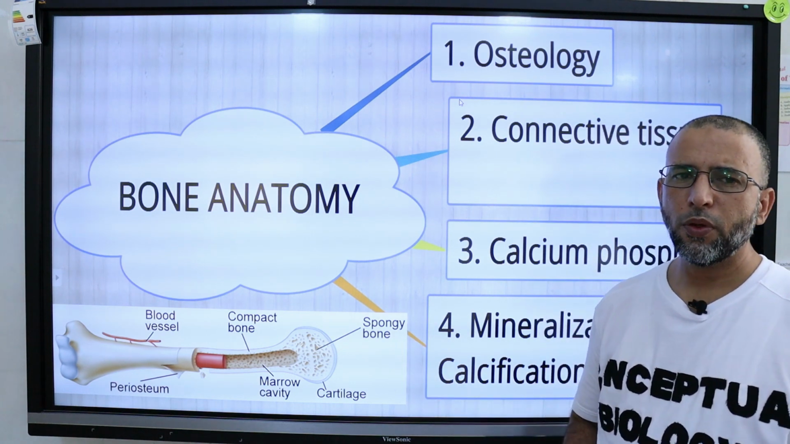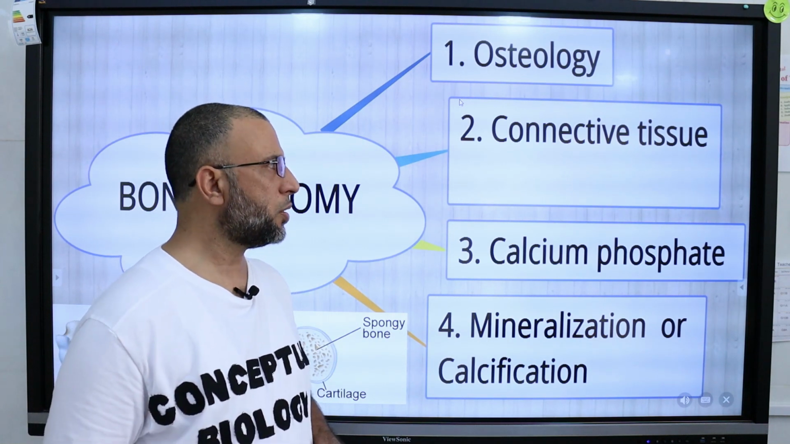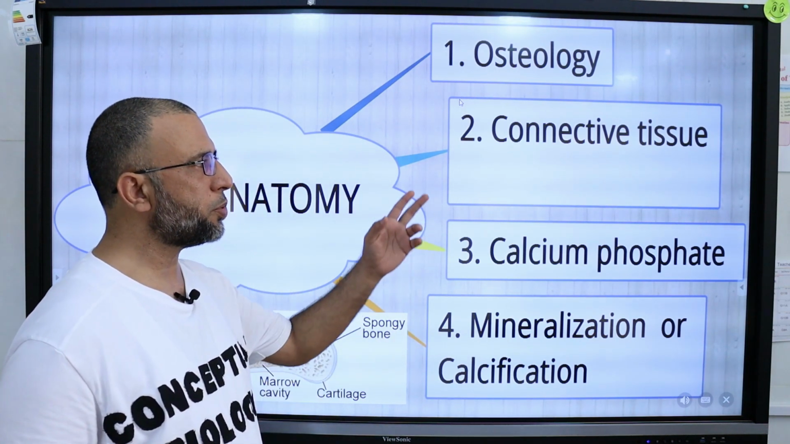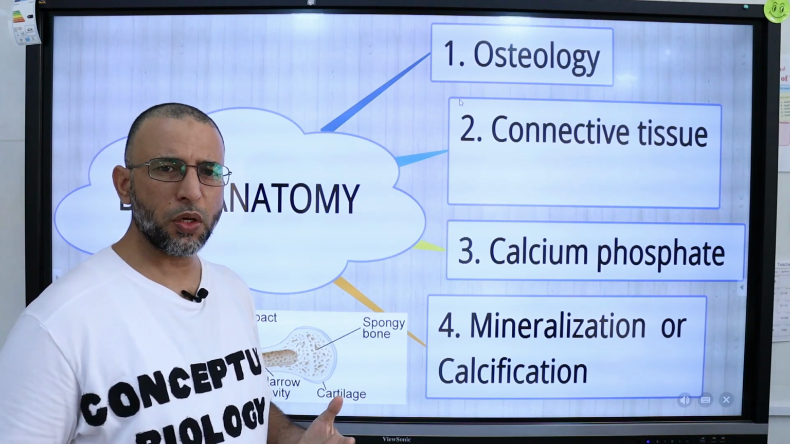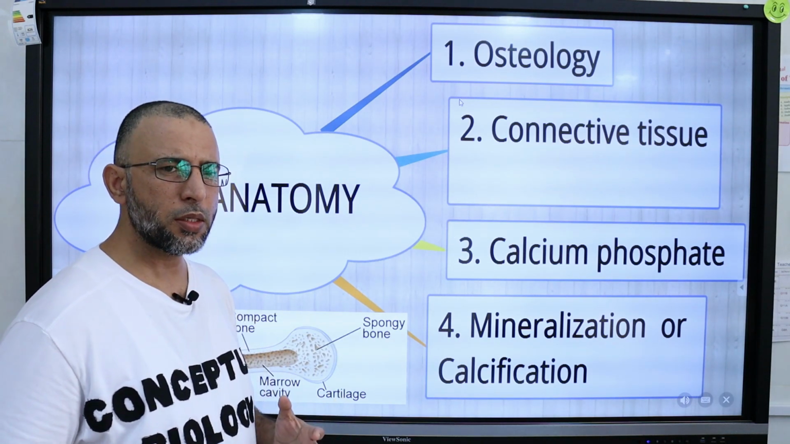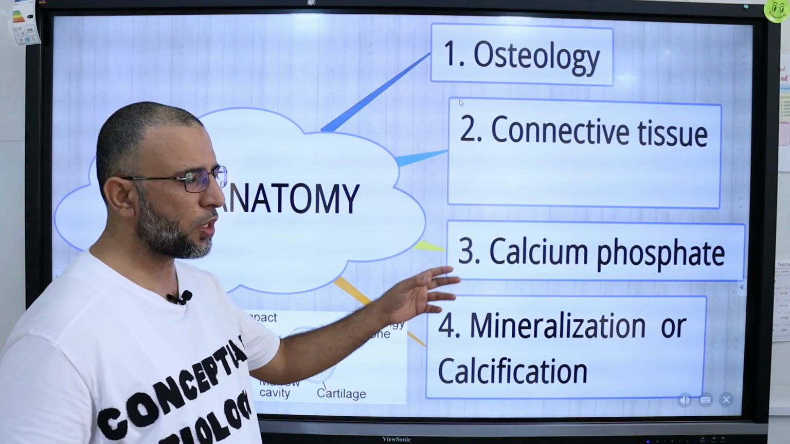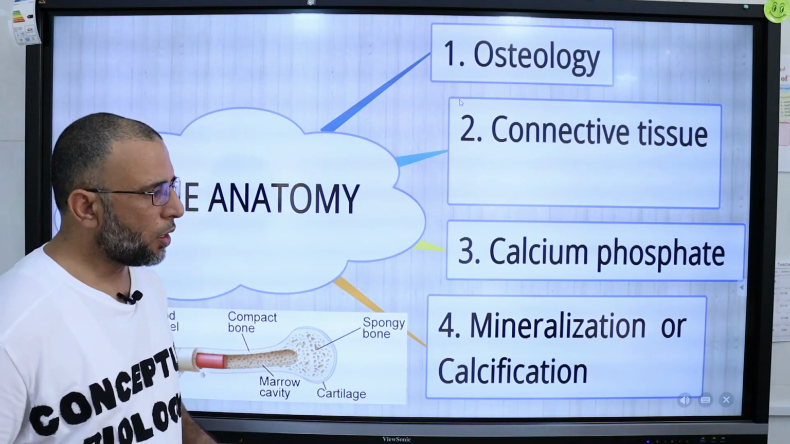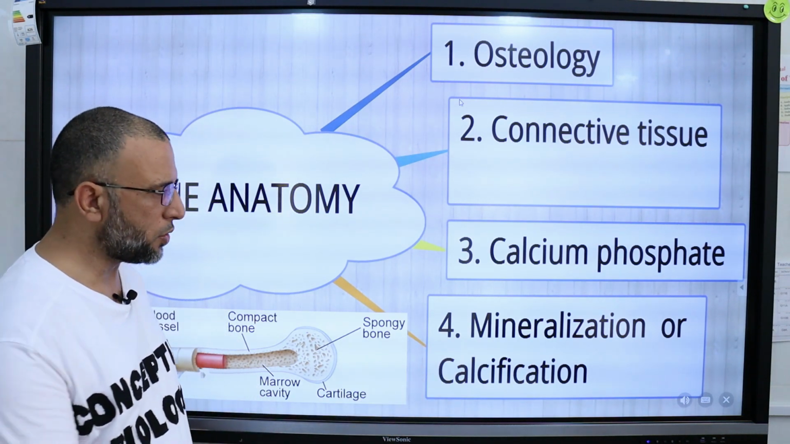Bone anatomy. The study of bone is called osteology. The skeletal system consists of two types of connective tissues, that is bone and cartilage. Bone is a connective tissue in which the matrix becomes hard by the deposition of calcium, phosphate and other minerals, and this hardening process is known as mineralization or calcification.